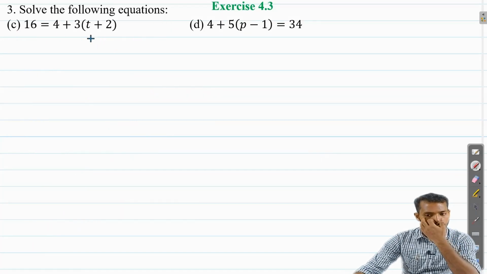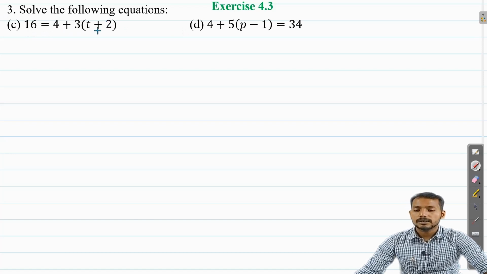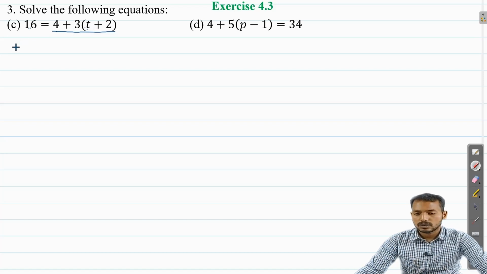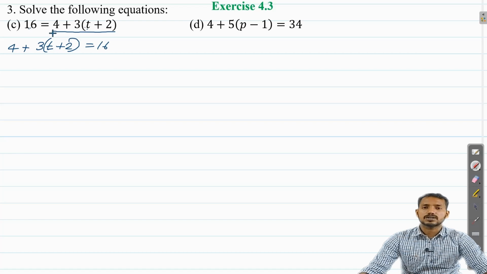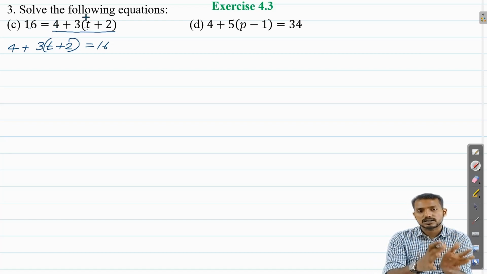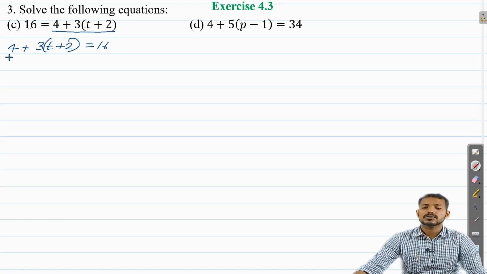So here you can see in option C and D, I am taking from question number 3. Here the right side consists of the variable t, but the left side is constant. So interchange the left and right sides. So 4 plus 3 into t plus 2 which is equal to 16. Interchange the RHS and LHS, equation number change. Clear? Okay, that also you can try. So always bring the terms which consist of the variable to the left side for the easiest way of solving, or the convenient way of solving.